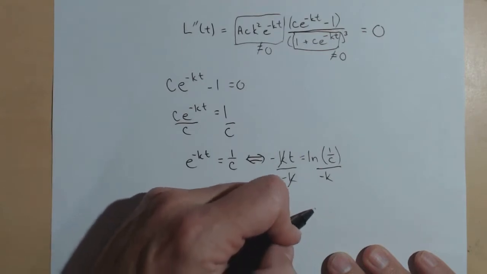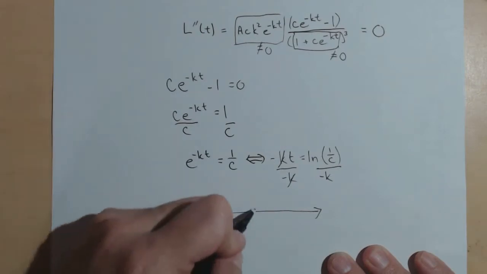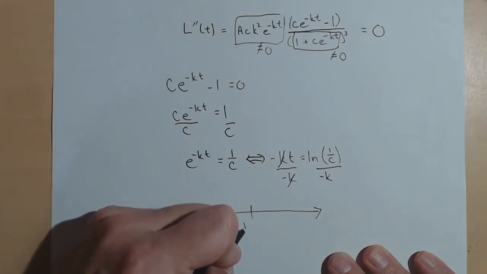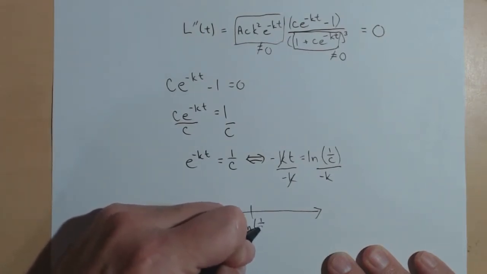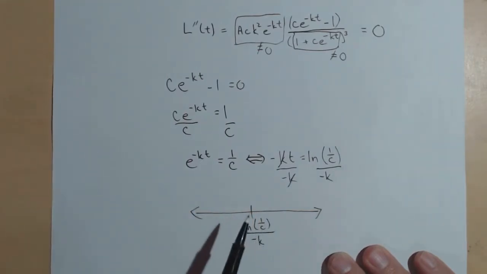So we can do a number line analysis and figure out where our function is concave up and concave down. So this is the point ln of 1 over C over negative K. Now if you remember how natural logs work, or logs in general, log of anything smaller than 1 but greater than 0 is negative, and natural log of anything greater than 1 is going to be positive.